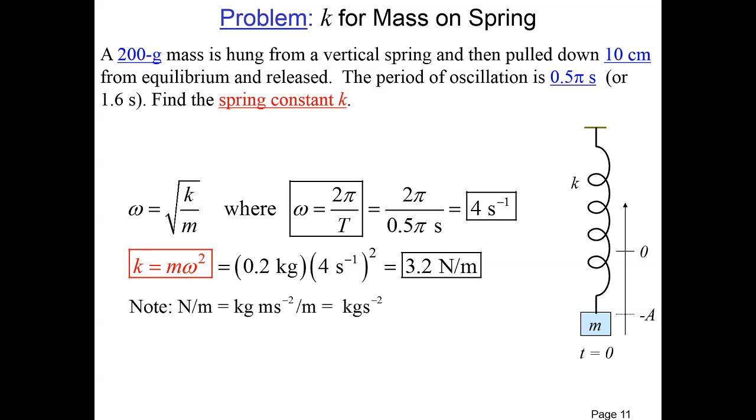We will then want to convert the mass to kilograms, so 200 grams is 0.2 kilograms, and this becomes 0.2 kilograms times 4 radians per second squared, and if we do that, we get 3.2 newtons per meter. Notice we need kilograms to find the force here in newtons. So yes, that's how we solve these.